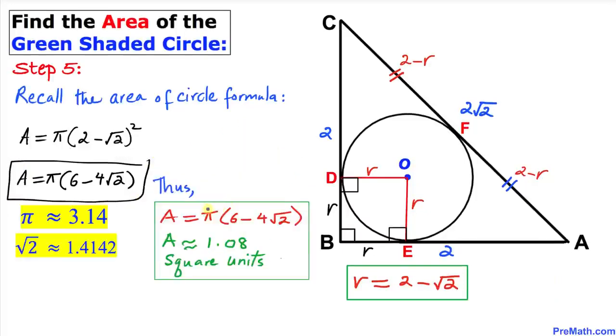Thus here is our area of a circle, and if we replace pi by 3.14 approximately, and square root of 2 is approximately equal to 1.4142, then our area is going to be approximately equal to 1.08 square units.